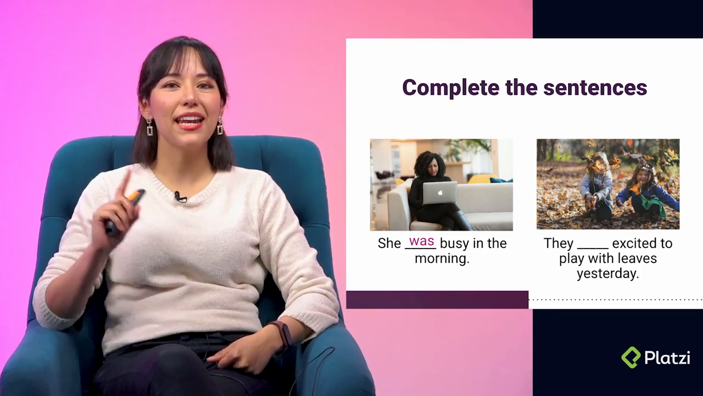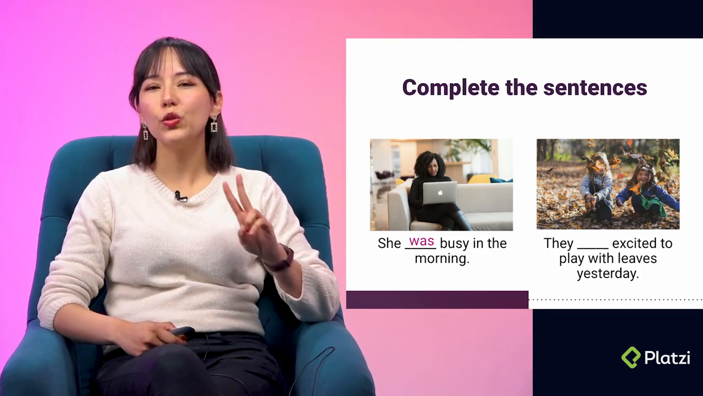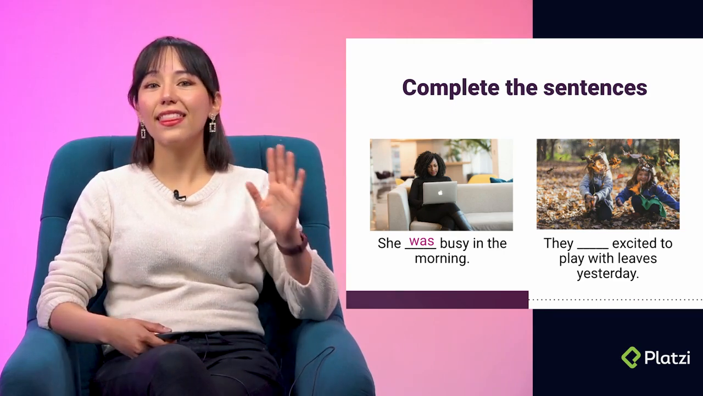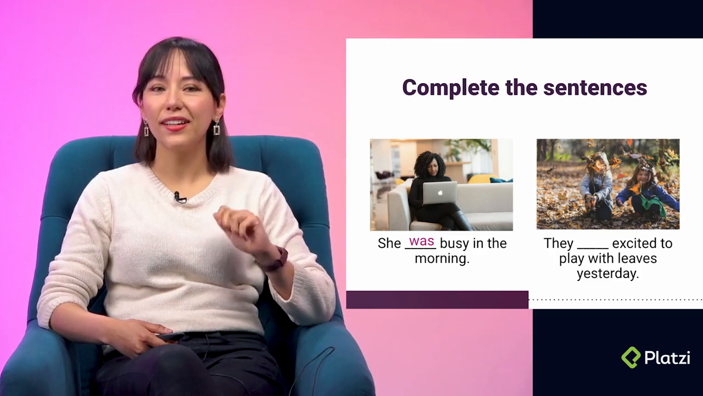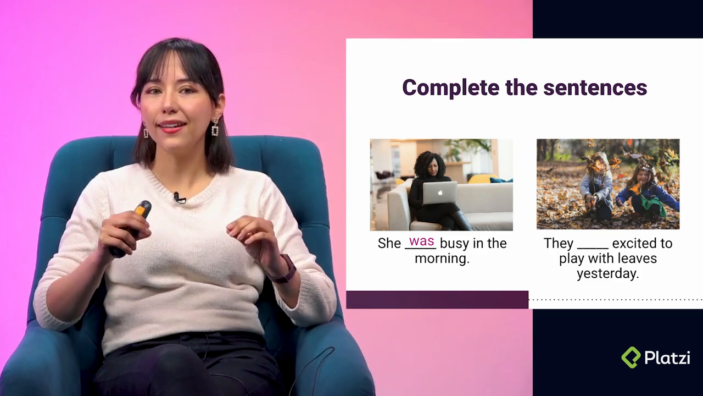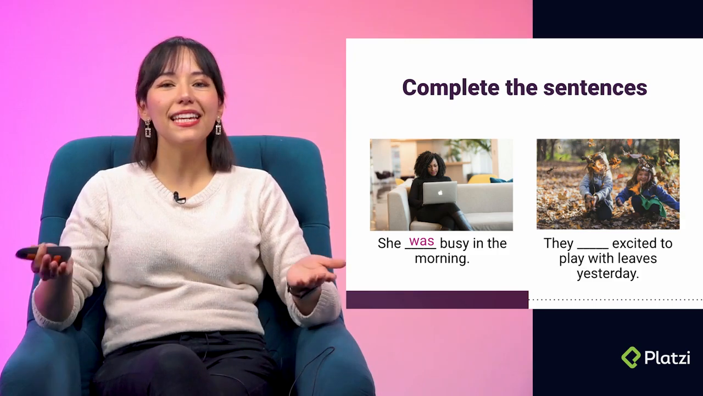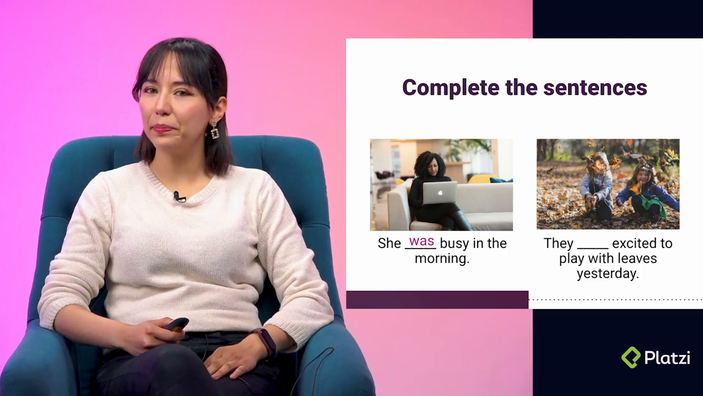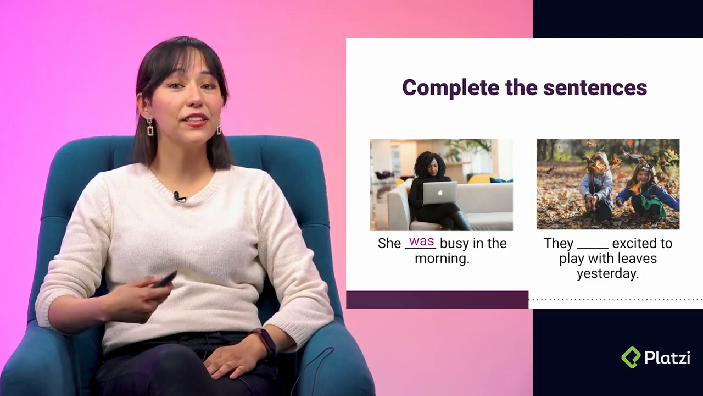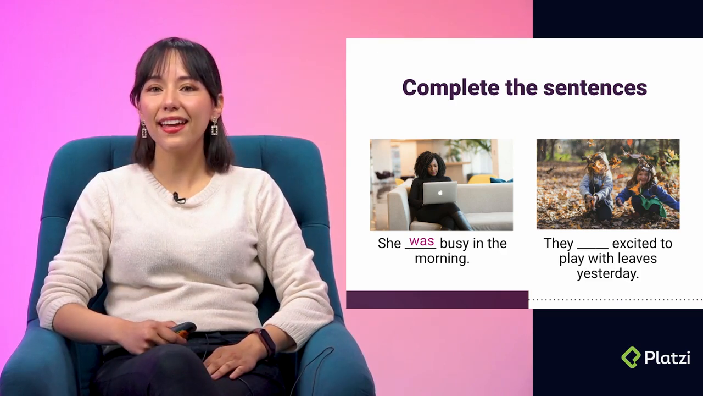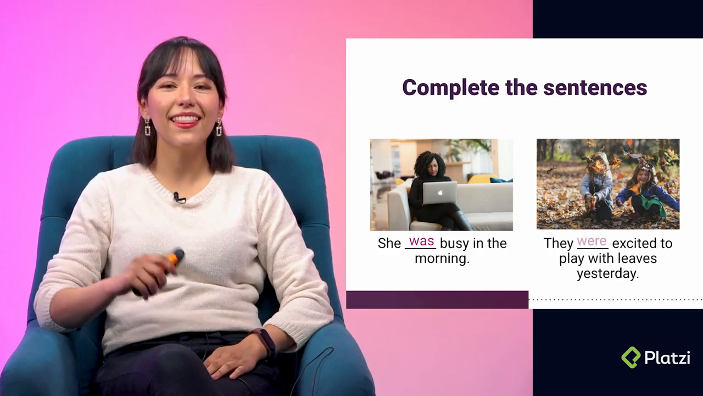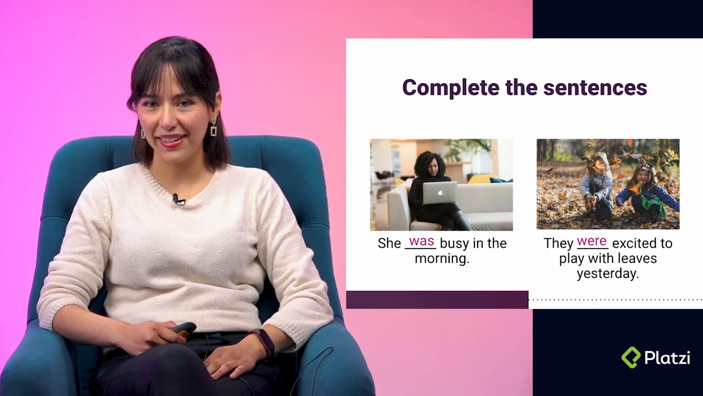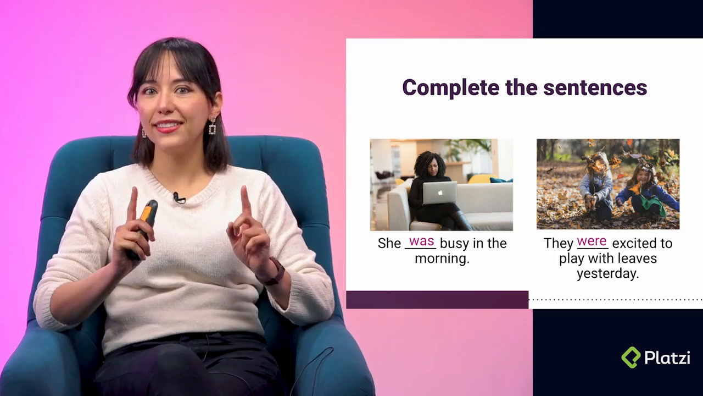Now let's check with the next picture. We have two young girls. We're going to refer to them as they. There are two young girls. They, blank, excited to play with leaves yesterday. What would be the correct way to complete this sentence? It is affirmative, and we are using they, so we know it is they were excited to play with leaves yesterday. Very good, but we are not done yet.